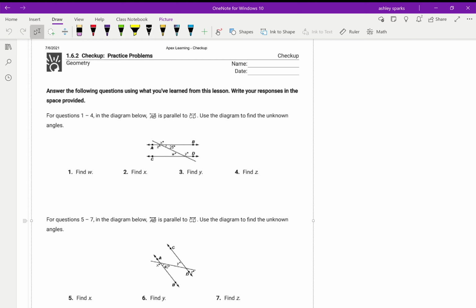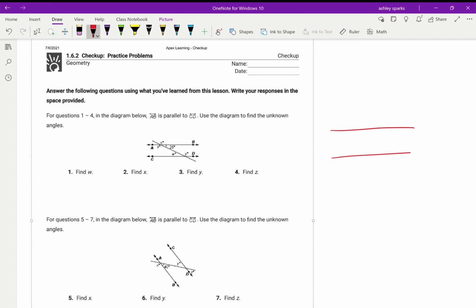Alright, so this section is 1.6.2. This section is called parallel lines cut by transversals. So I love these. They are really easy and should be very visual and intuitive.